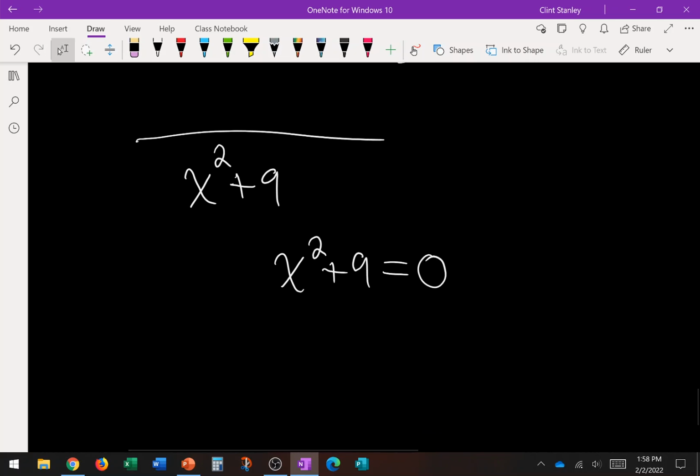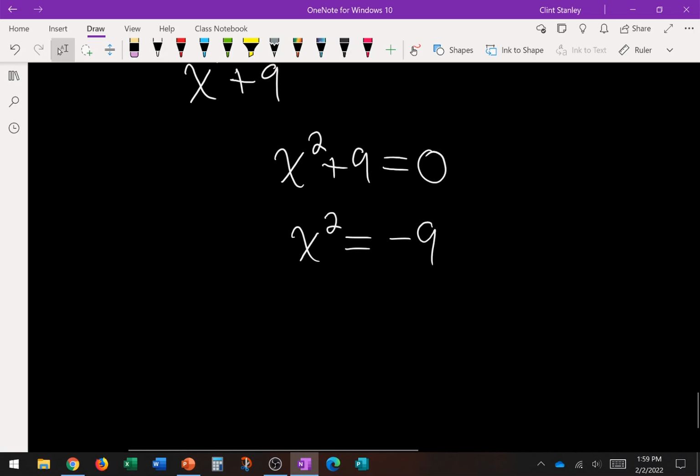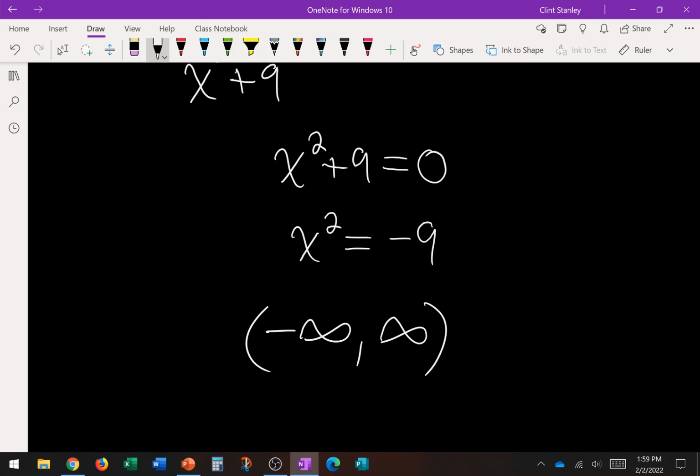But if you do, we'll be taking the square root of -9. We'll get complex answers in there. There's not a real number that would make the denominator 0. So on this one, we don't have anything to worry about with our domain. It's just going to be all real numbers, so from negative infinity to positive infinity.